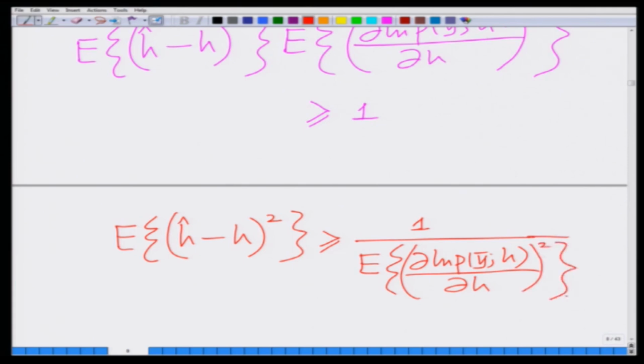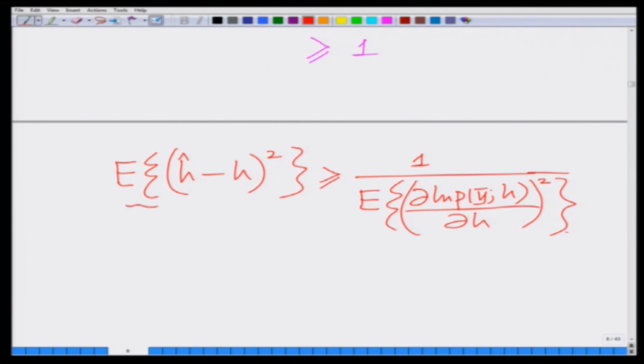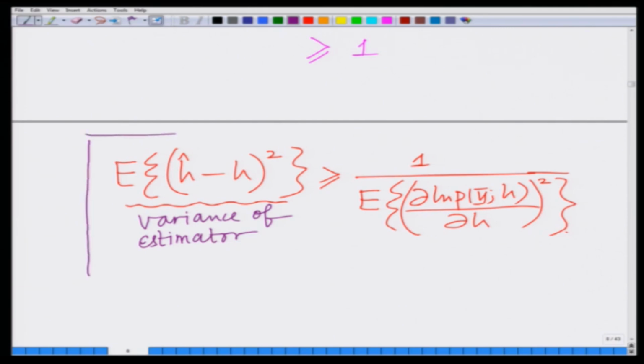Now, if you can see, this on the left is the variance of the estimator, that is the square of the deviation, and therefore it gives a fundamental bound on the variance. This is therefore your Cramer-Rao bound.